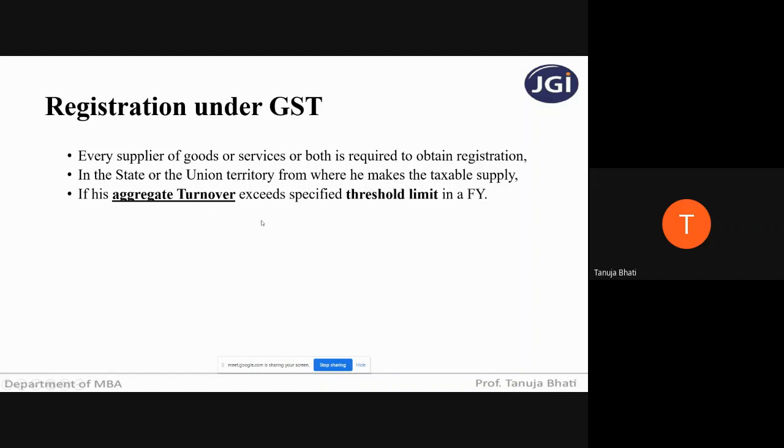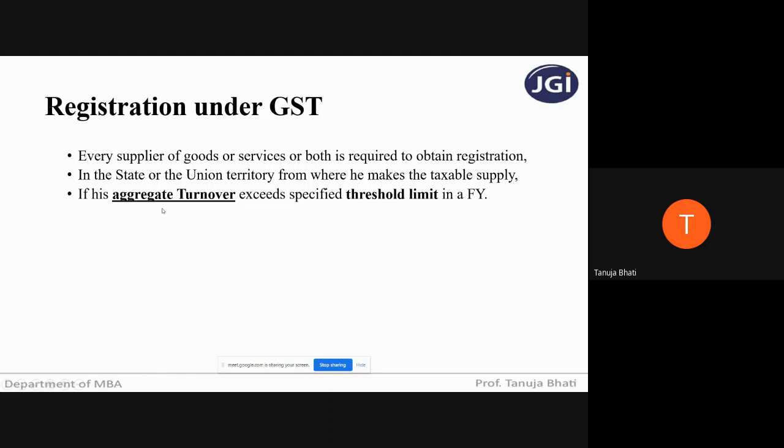So what is the basic criteria for taking the registration, or what is the basic condition for taking the registration? His aggregate turnover exceeds the specified threshold limit in the previous year. Now here two things we need to understand. What is aggregate turnover and what is threshold limit? Once we know these two terms, then we can know who are the persons liable to register under GST, or when is GST registration required to be taken.